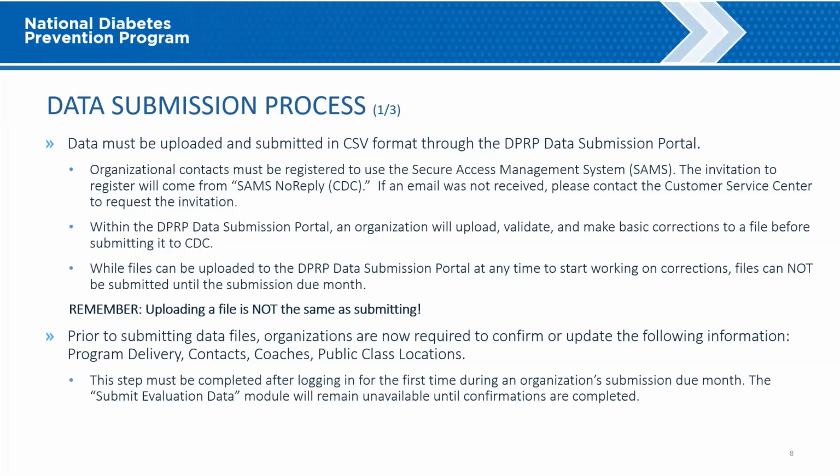In addition to accommodating data submissions, the updated DPRP data submission portal now also includes multiple modules organizations will use to enter, confirm, and correct other types of information. These modules are program delivery, contacts, coaches, and public class locations, if applicable. Organizations can make changes to this information anytime, but will be required to confirm or update information in the modules during their data submission month. The Submit Evaluation Data module will remain unavailable until confirmations are complete to ensure organizational information is up to date.